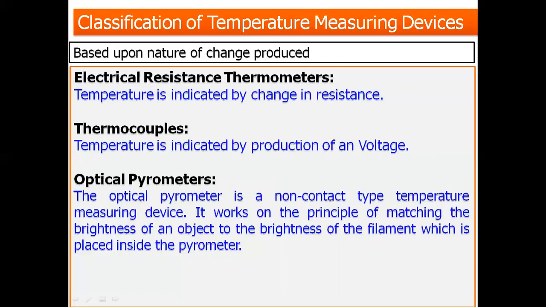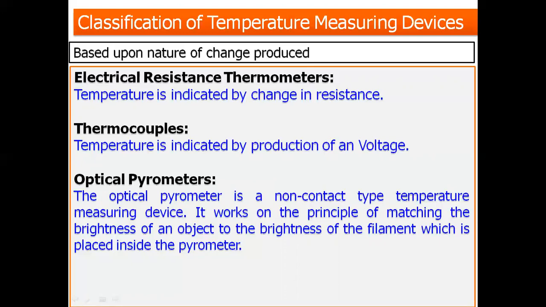Over here, basically, we try to find out the temperature by matching the brightness of the source object with some known brightness object that is placed in the pyrometer. So a pyrometer is actually a device in which there is already a filament which is lit, and the light of that filament is controlled by some electronic circuit, right?